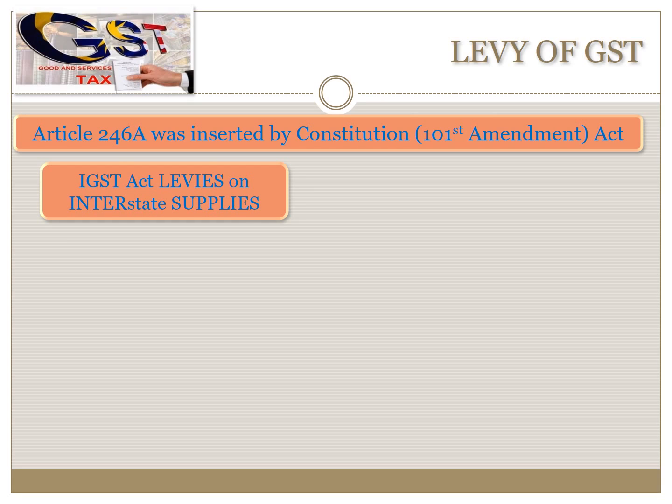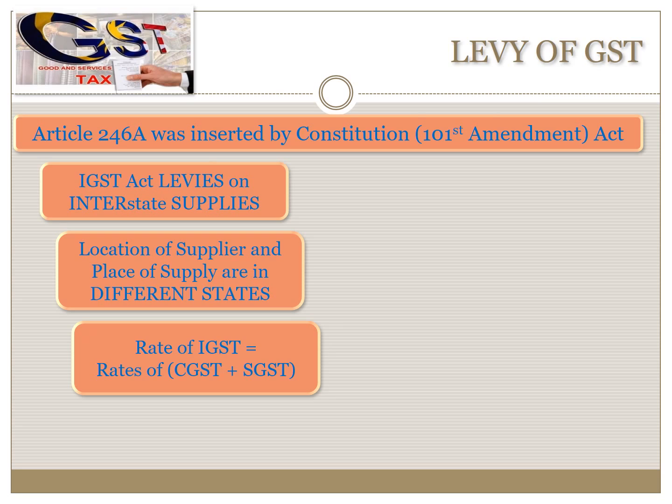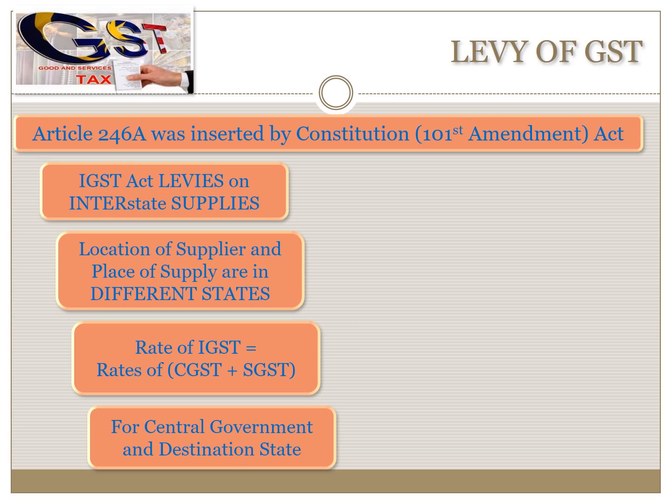By virtue of these powers, subsection 1 of section 4 of the IGST Act levies IGST on interstate supplies. Section 3 of IGST Act defines interstate supply as a supply where the location of the supplier and the place of supply are in different states. Rate of IGST will be the sum total of CGST and SGST rates. IGST will be appropriated by the center and the destination state depending upon the place of supply.